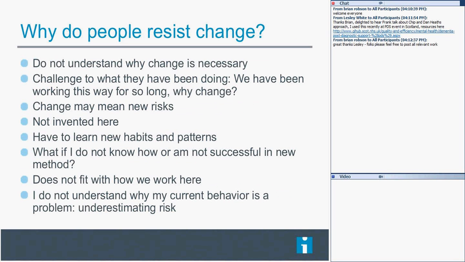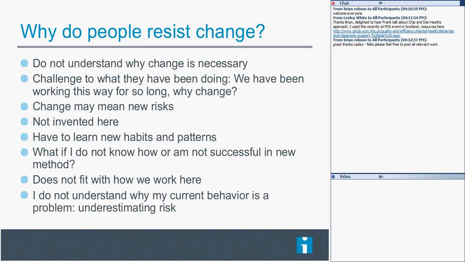Change does mean new risks. You may be exposing someone to a different way of doing something that they may not be comfortable with, that they may feel the old way was getting us to an end point. Why do we have to change to a new way? Things may not go well, and so there's concern there. There's also the not invented here mentality.